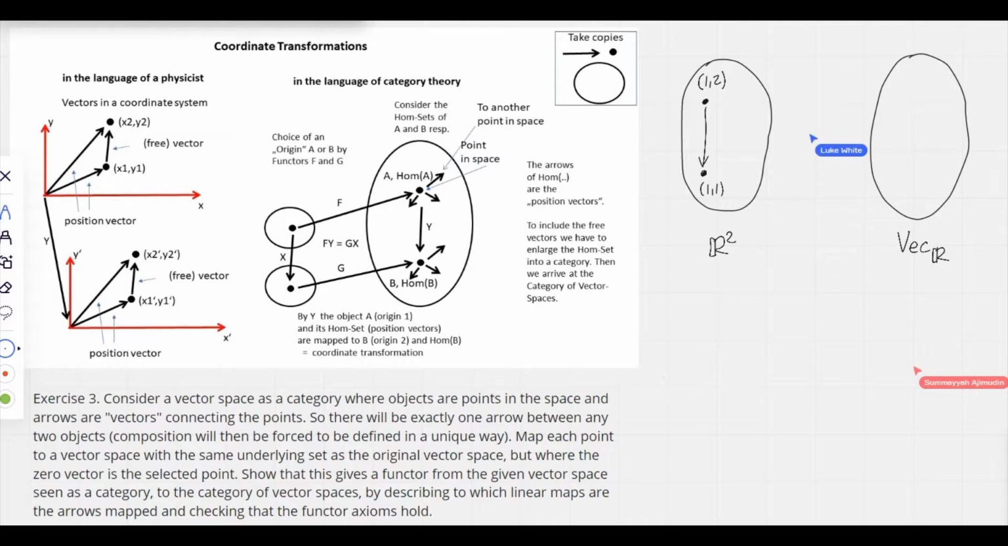So in a setup like this, composition is kind of obviously defined, because if you have an arrow going this way, and you have an arrow going that way, then there is a unique arrow connecting the first point and the last point, and that unique arrow will be your composition of the two arrows. Yeah.